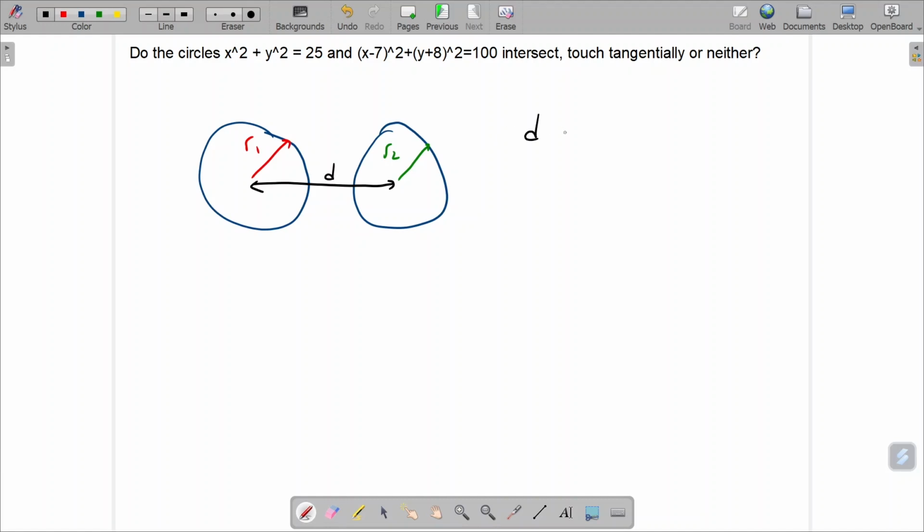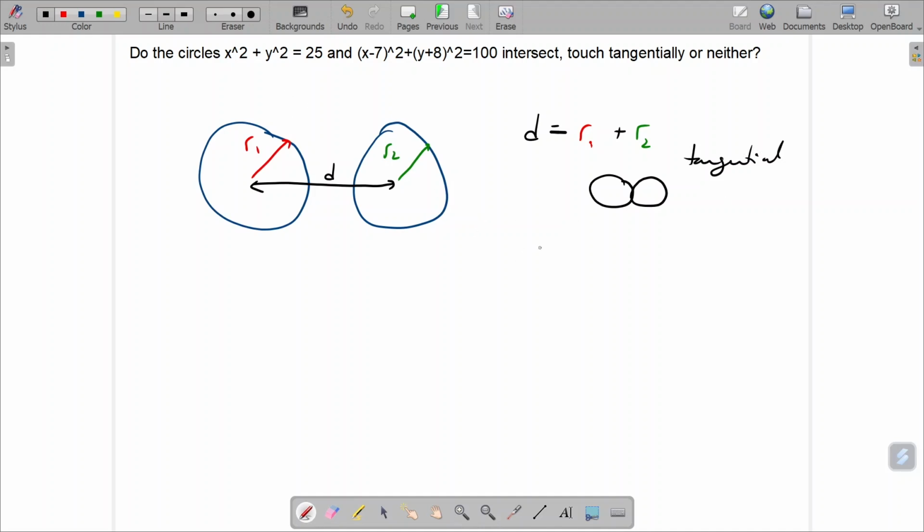If this distance D is equal to R1 plus R2, exactly the right length, that means that these two circles are just touching each other. These two circles are effectively doing something like that. They are tangential.